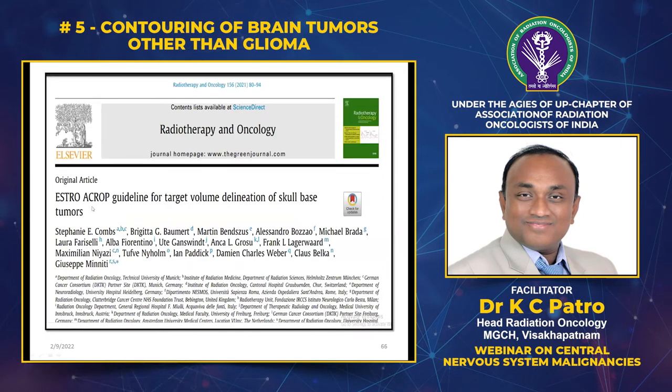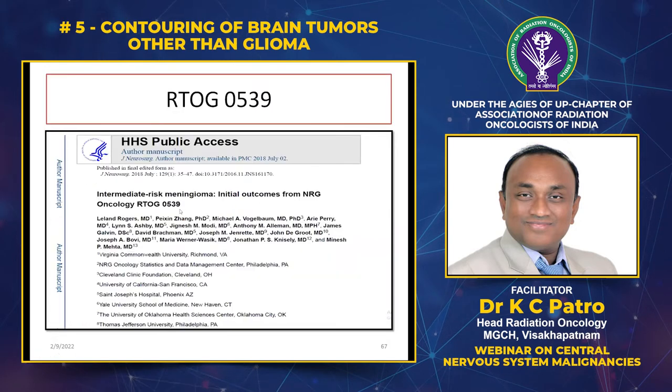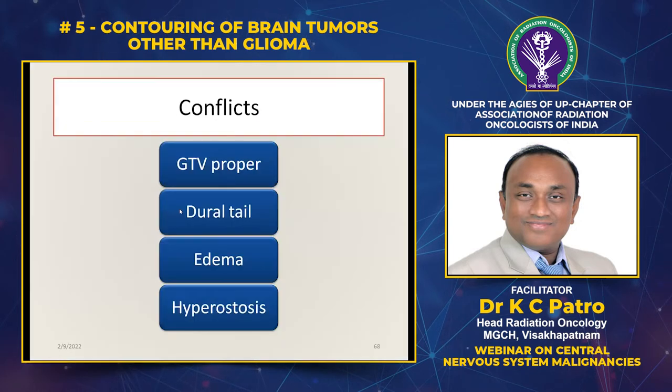You can go through the ISRO-ACROP guideline for skull-based tumors. You can go for the RTOG 0539 guideline. So what are the conflicts? Why is meningioma contouring very conflicting? Is it conflicting really? So why is there a problem? Because there are 4 things involved. One is the GTV proper, dural tail, edema, hyperostosis.